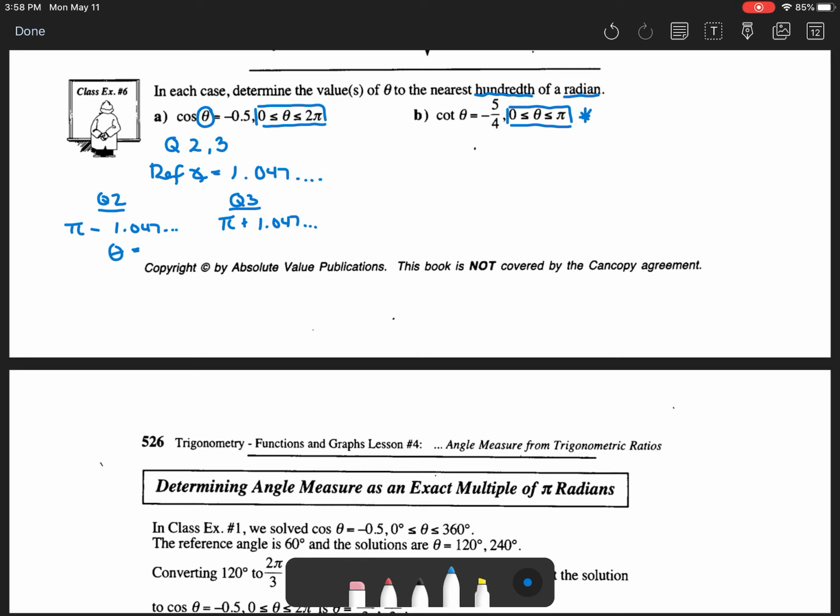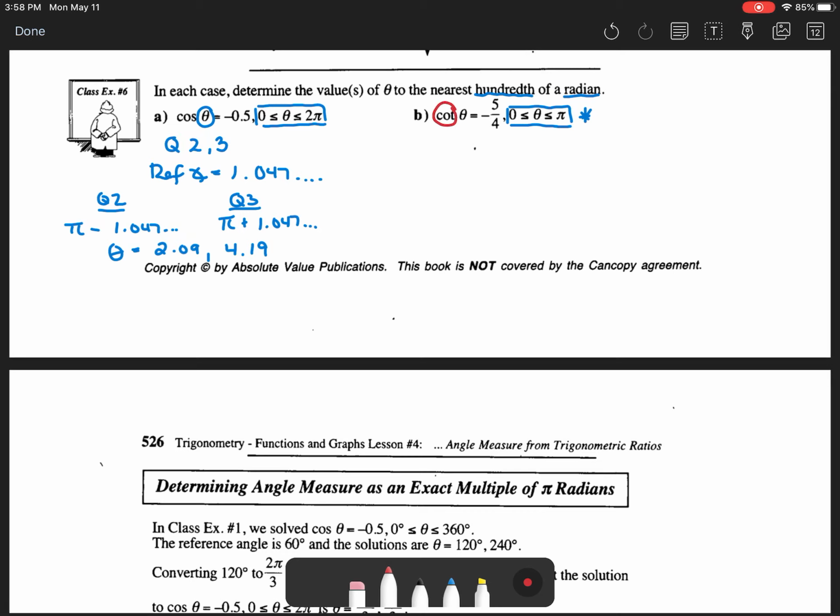So what that means is that theta, that's my variable in this question, is equal to pi minus your answer, and to the nearest hundredth, 2 decimal places, you're going to get 2.09 radians for quadrant 2. And then in quadrant 3, you're going to go pi plus, and that gives you a calculation of 4.19. So there are your two values in radian measure.